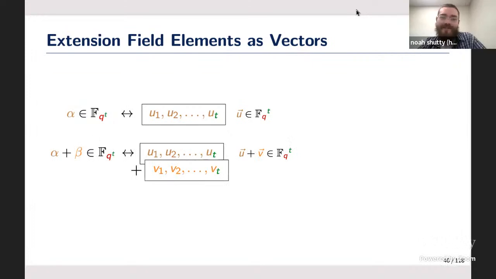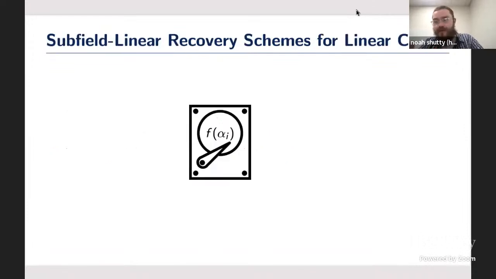So here I'm just writing it as u1 through ut. And you can make this play nice with addition. So alpha plus beta in the big field, you get by just adding the corresponding vectors in the base field. And this is just because the extension field is a vector space over the base field. So we just fix a basis and then we get this mapping.